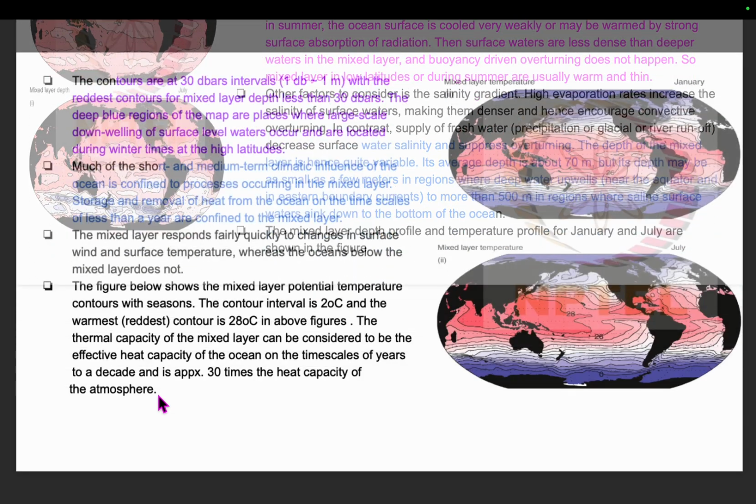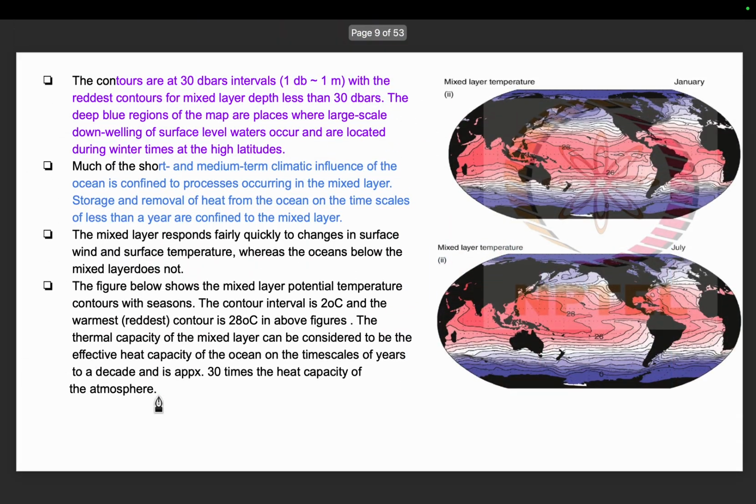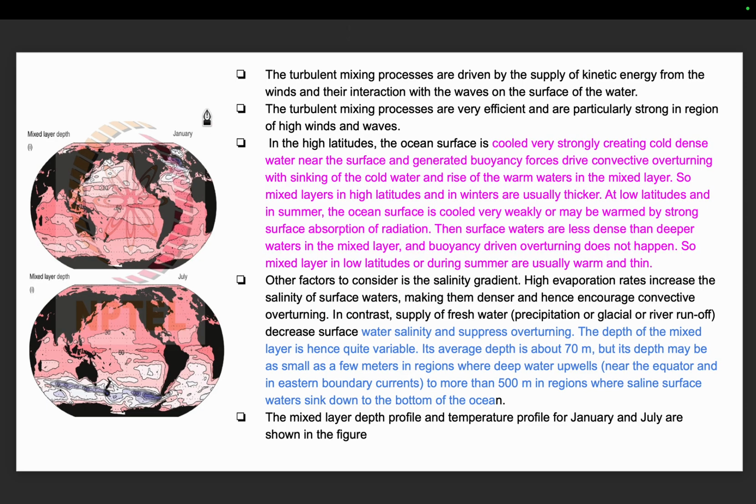Here the mixed layer depth has been shown at different times, that is the boreal summer and the boreal winter. The turbulent mixing processes in the mixed layer are driven by the supply of kinetic energy from the wind and its interaction with the waves on the surface of the ocean water. This turbulent mixing process is very efficient and is particularly strong in regions of high winds and waves.